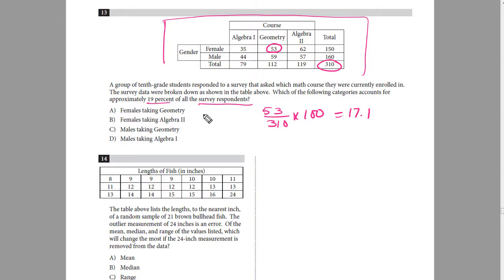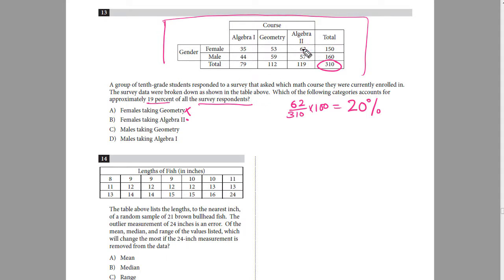17.1%. So this won't be the correct option. Now let's try option number 2. Females taking algebra 2. 62 females are taking algebra 2. So the percentage would be 62 over 310 times 100, that will give us 20%. So for option 2, that is 20%. Okay, we can consider it if we do not get any value that is closer to 19%. So I'll put a dot over here.